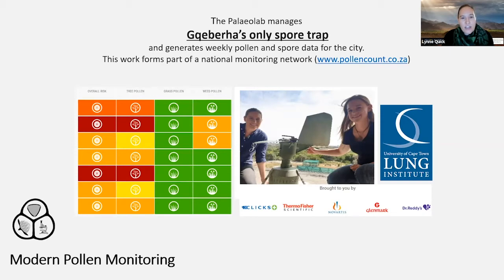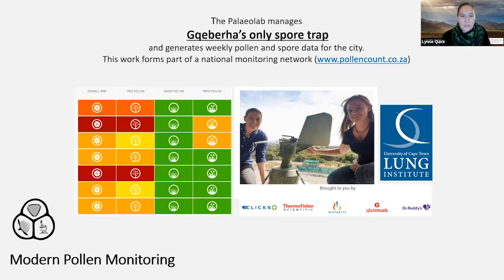When different types of allergenic pollen are high, you can tell on the dashboard that's on the website, and then you know you need to take your allergy medication, or you shouldn't go for a run when the grass is really high. These type of things. We provide a public service here, and that's work done in collaboration and led by the UCT Lung Institute.